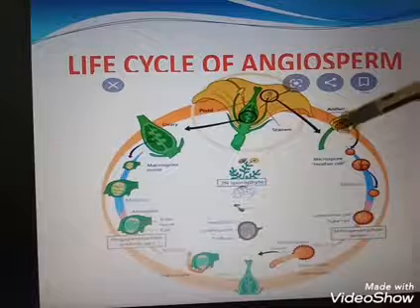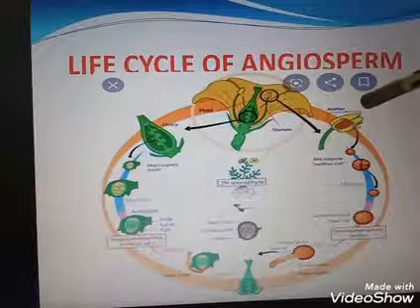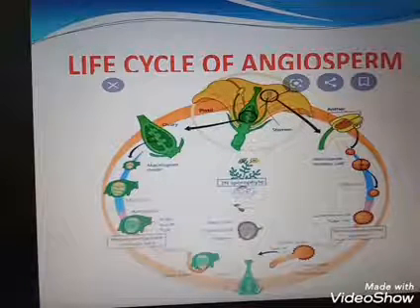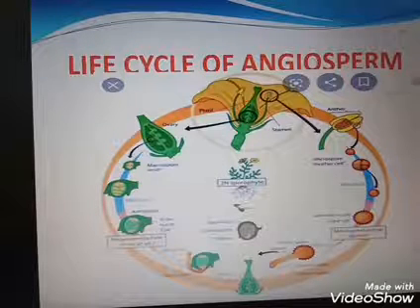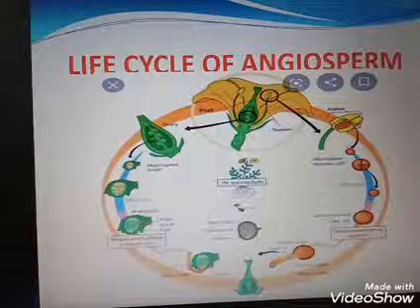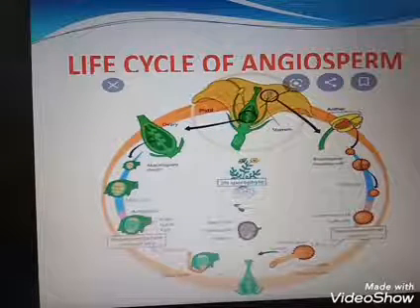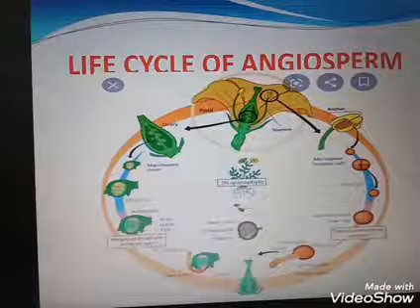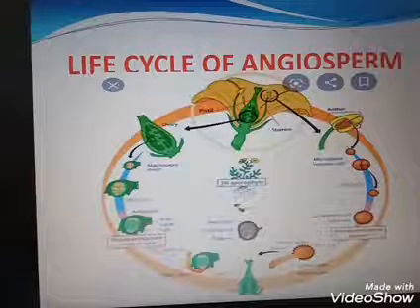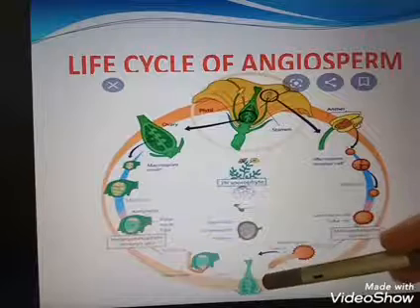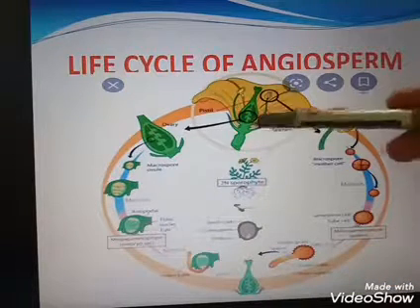When we take the cross section of the anther, we can see microsporangia. Microsporangia produce microspores. Microspores means pollen grains. The next is the female portion. The female sex organ is gynoecium.